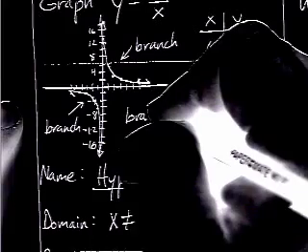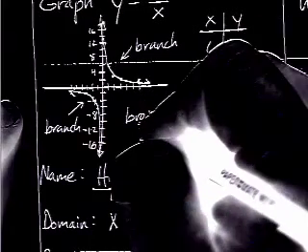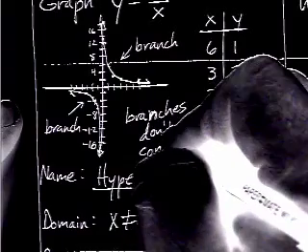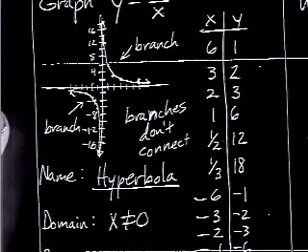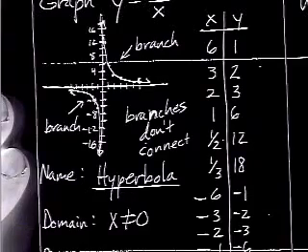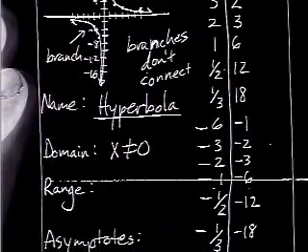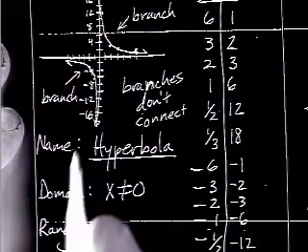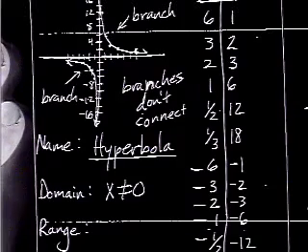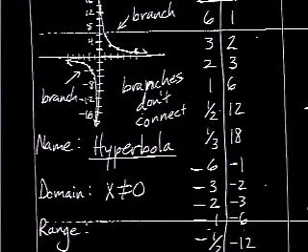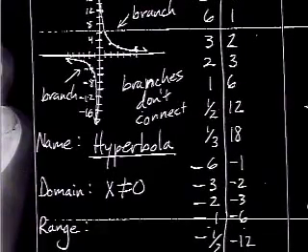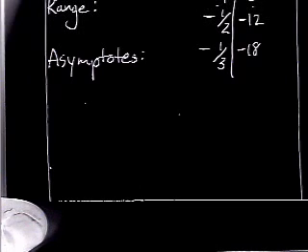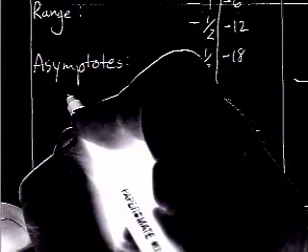Okay, so branches don't connect. In fact, they get really close to the x-axis, right here, and they get really close to the y-axis. And whenever you have a graph which gets closer and closer and closer and closer and closer to a line, but never touches that line, it's called an asymptote. I know that's kind of a funny word, but that's what it is. It's called an asymptote.